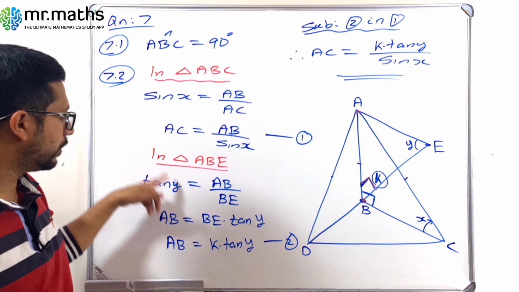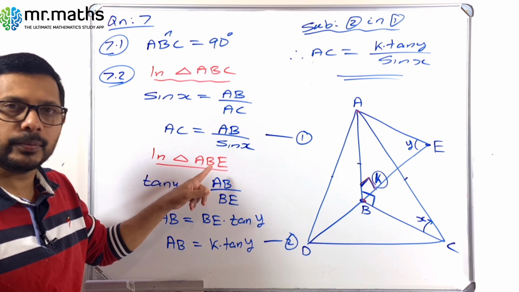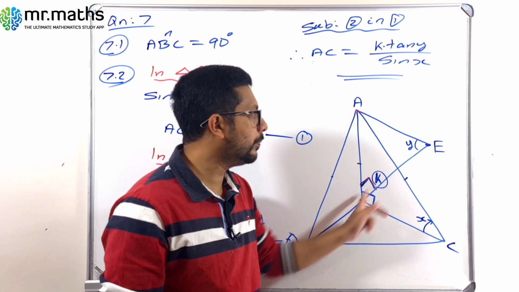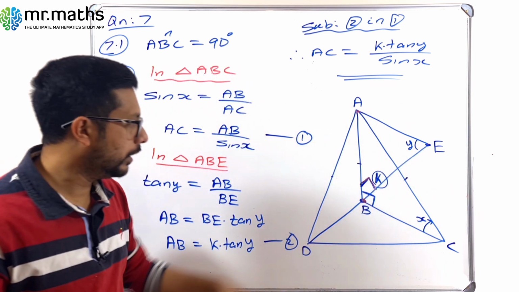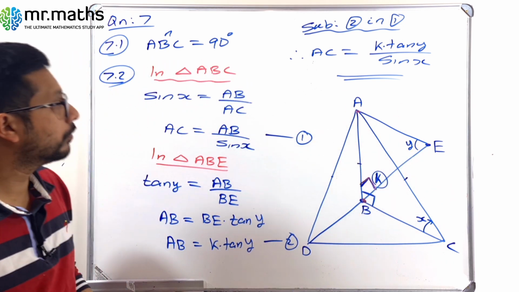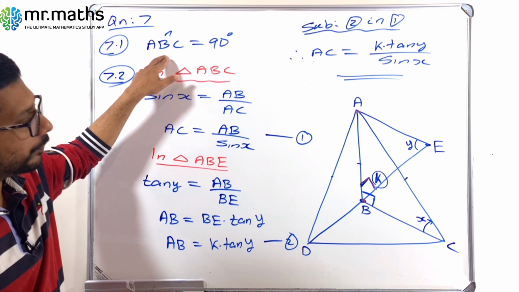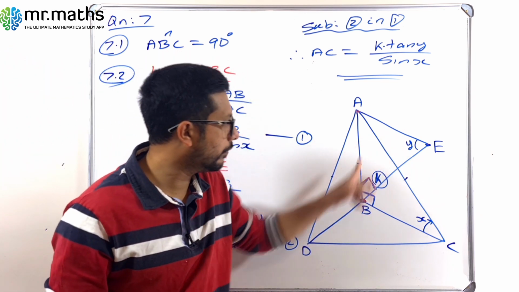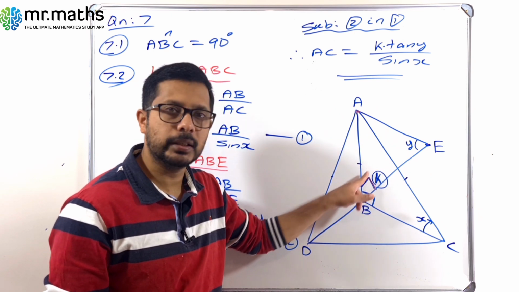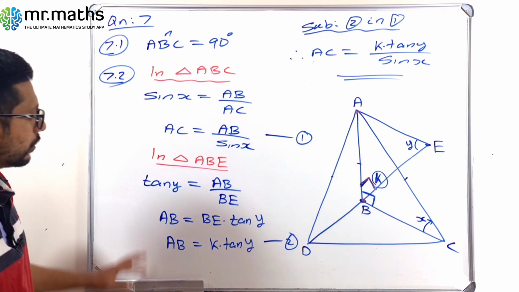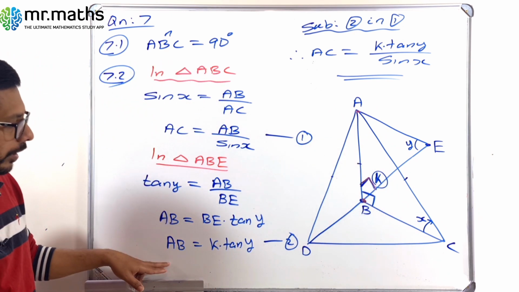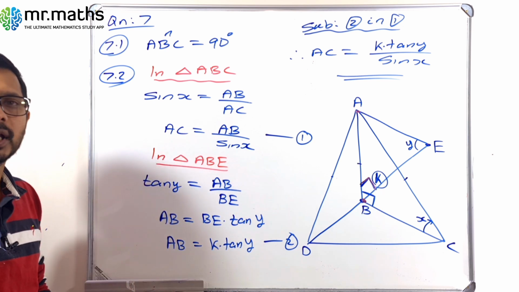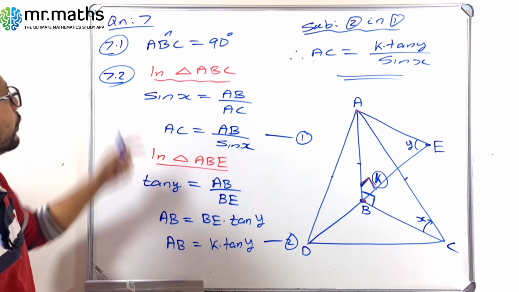So for that we consider the second triangle ABE, because this K also lies on that triangle ABE. Here this angle is 90 degrees. We already proved that angle ABC is 90 degrees, the first one. And also this one is a vertical pole, so this angle is 90 degrees. From there we got an expression for AB, substitute this in the first equation, and there we got the answer. So that is question number 7.2.